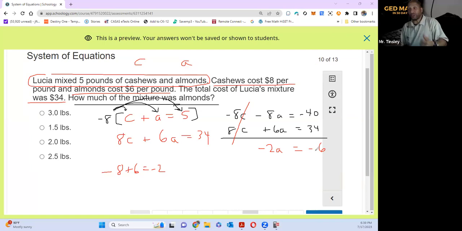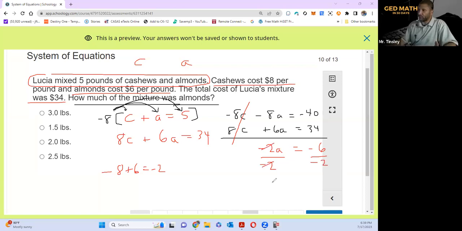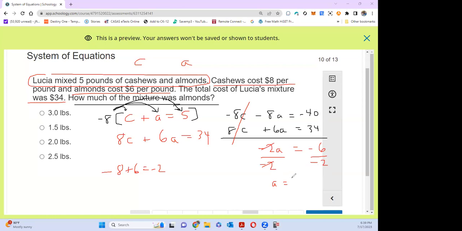A is still not by itself. In order to get A by itself, what do we need to do? You have to divide on both sides. Divide by what? -2 on both sides. Whatever we do on one side, we do on the other. The -2's cancel. A is equal to, what's -6 divided by -2? Positive 3. We now know our answer.